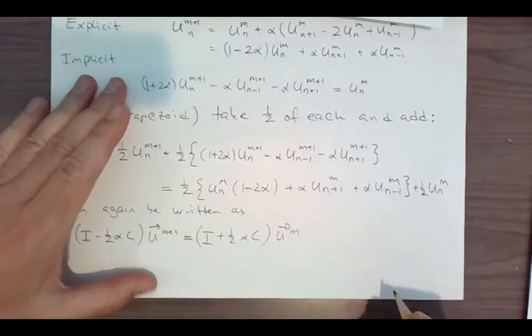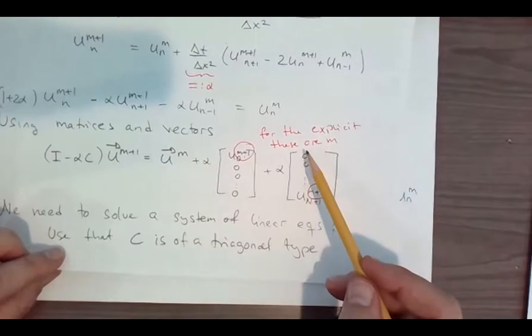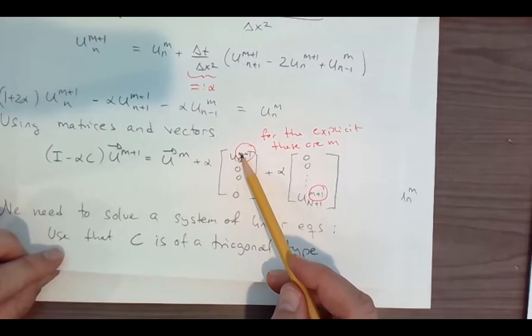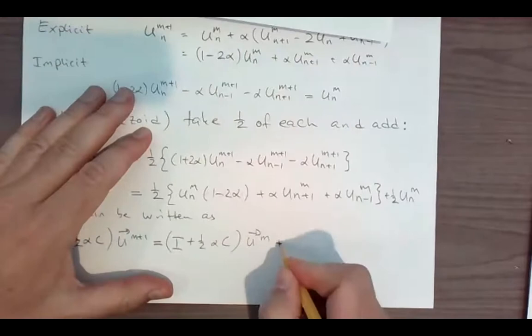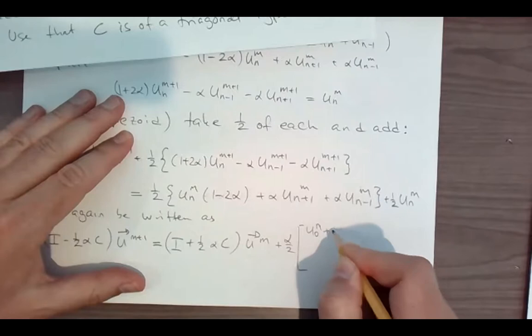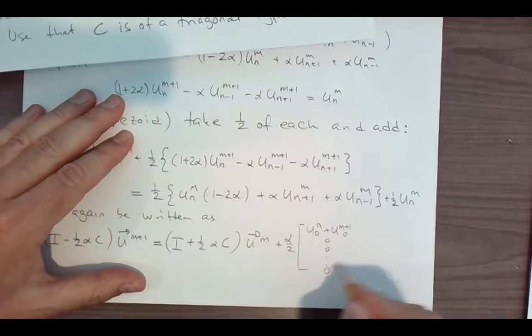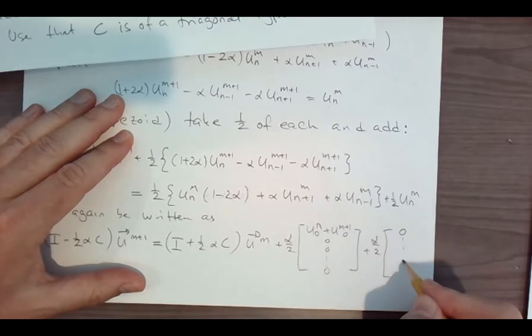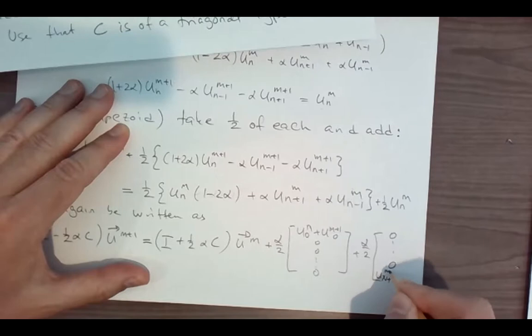And then we have the boundary conditions. They show up again, just as before. But now, of course, we took a half of each. So I need a half of this one, and I need a half of the one from the explicit. The explicit is the one that just has m's, not m plus 1's. So I'll put in alpha over 2. And then we have a vector: u^{m+1} plus u^m divided by 2, zeros everywhere else, and here I have zeros. And then last at the bottom, I'll have my u_{n+1}^{m+1} plus u_{n+1}^m.